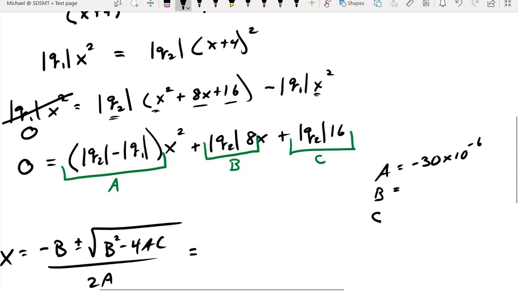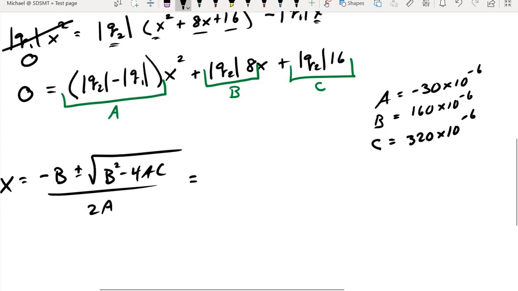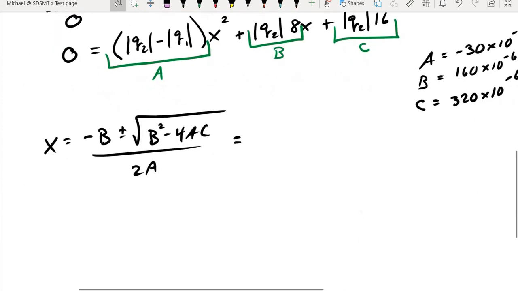B is the magnitude of Q2, which is again 20 times 8, so that makes for 160. Again, the unit of Q2 is microcoulombs, so we have 10 to the minus 6. And then C is 16 times the magnitude of Q2, so that's just twice as much. Again, 10 to the minus 6. And those values have to go into our quadratic equation.